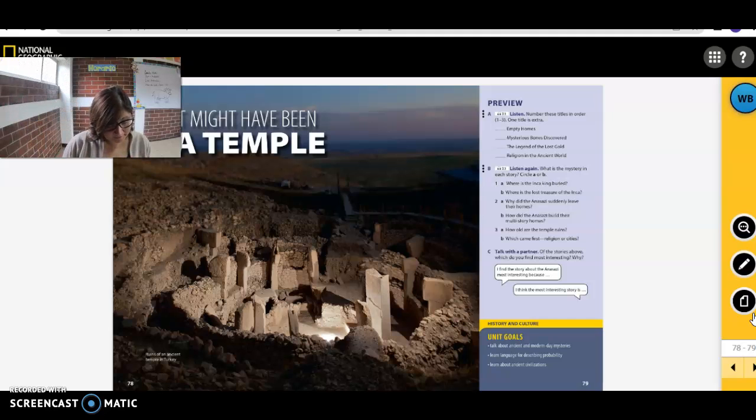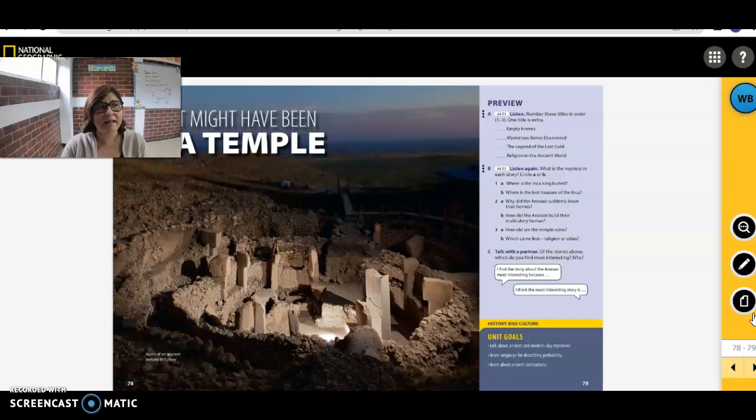In the grammar part, we will be talking about modals of probability. So in the next class, when we learn the language focus part, we will be learning this new grammar. Well, so let's go please to the student's book on page number 79.